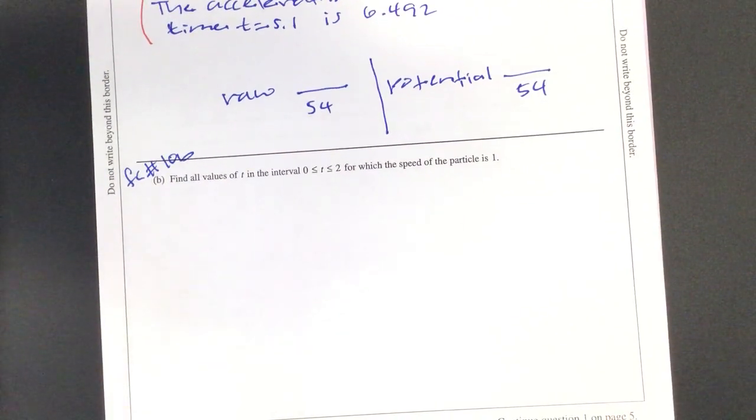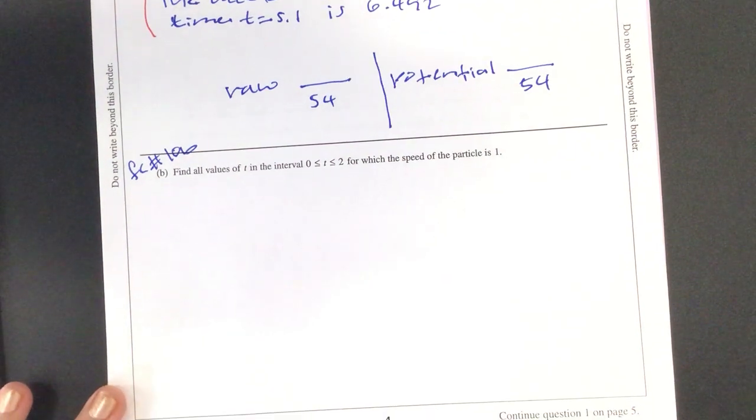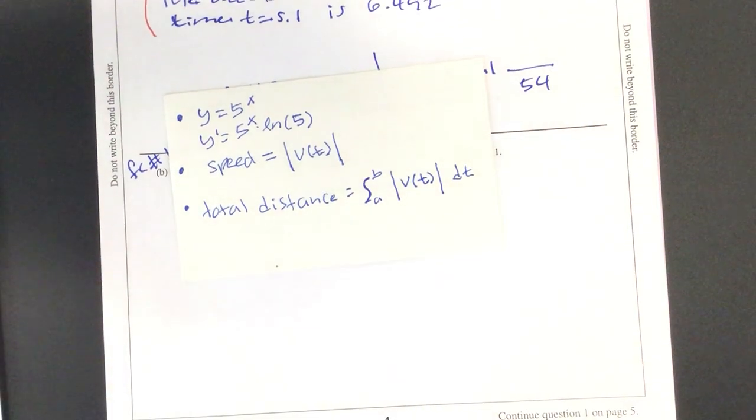Cooper, let's read part B. Find all values of t in the interval 0 is less than or equal to t is less than or equal to 2, for which the speed of the particle is 1. All right? So if you look at card number 10B, the speed of the particle is always what of the velocity?